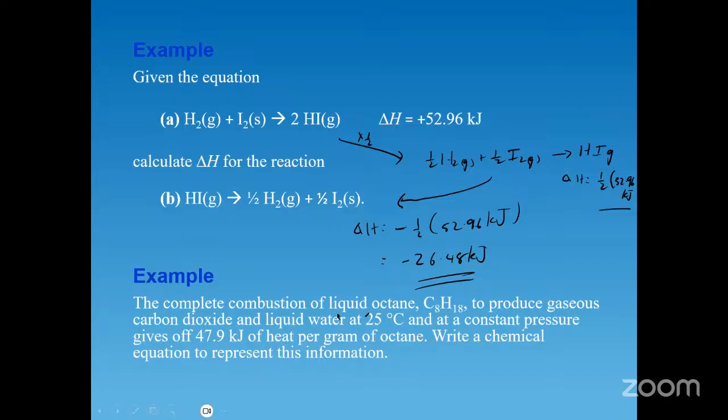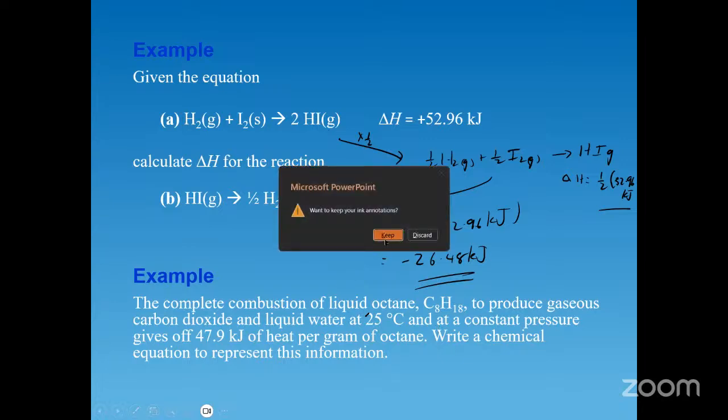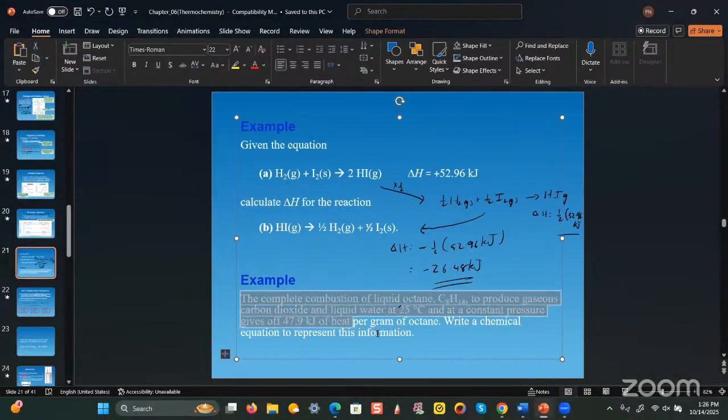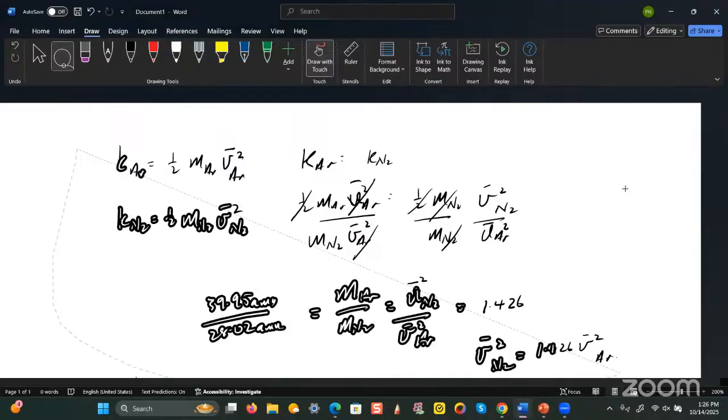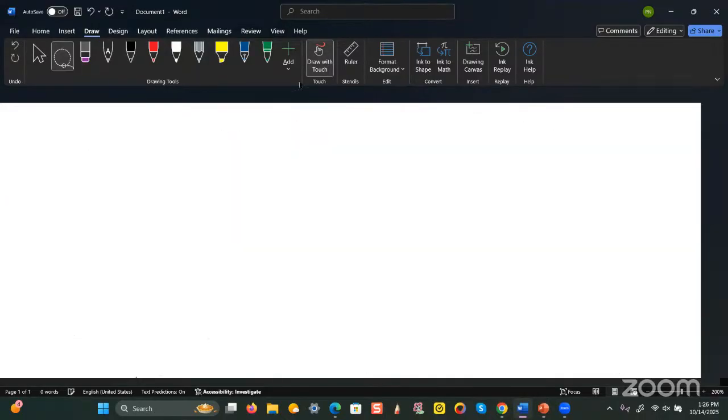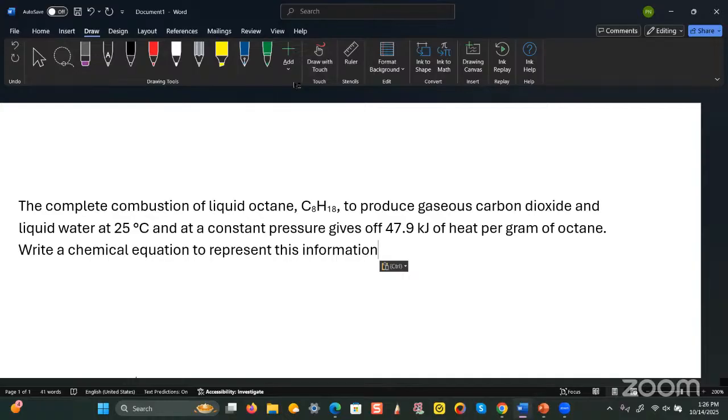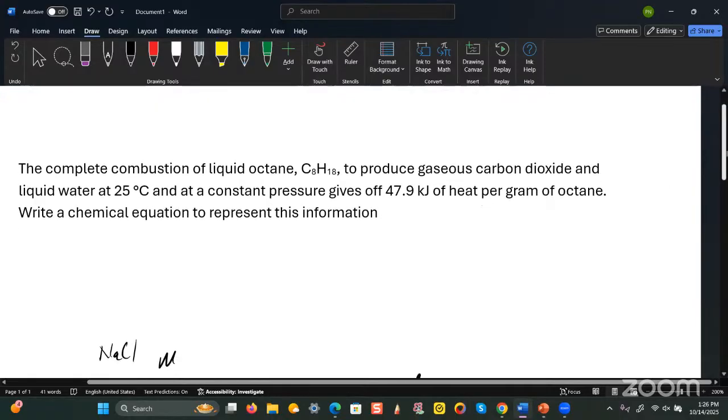It says the complete combustion of liquid. In fact, you know what? Let me pop this onto Word because I'm going to need some space. This one, copy this here, and paste it onto a Word document. Okay, so the question says the complete combustion of liquid octane to produce gaseous carbon dioxide and liquid water at 25 degrees and at a constant pressure gives off 47.9 kilojoules of heat per gram of octane. Write the chemical equation to represent this information.